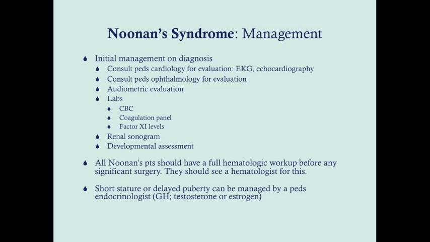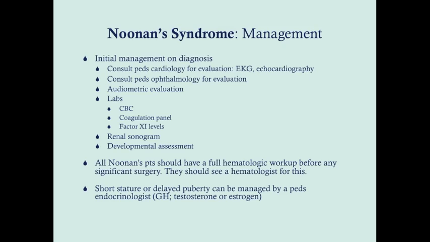Ultimately, though, these labs by themselves are not a comprehensive hematologic workup. And all Noonan's patients should have a full hematologic workup by a hematologist before they have any significant surgery. And so that can be done, but you don't necessarily need to do it right away. You also want to get a renal sonogram because there are renal abnormalities that are associated with Noonan's, and then just a developmental assessment to see where this child is at as far as their physical development, as far as their cognitive development. And if necessary, you can send them to a developmental pediatrician.